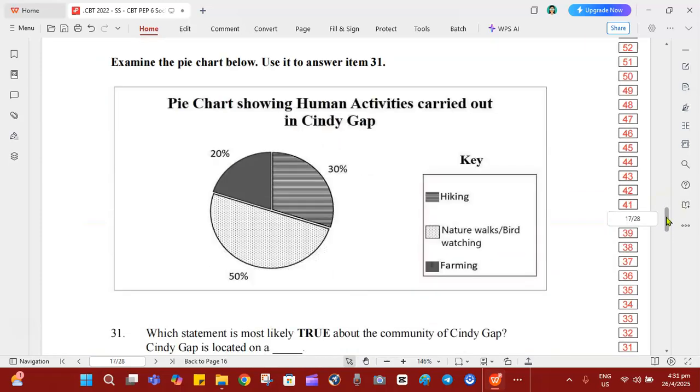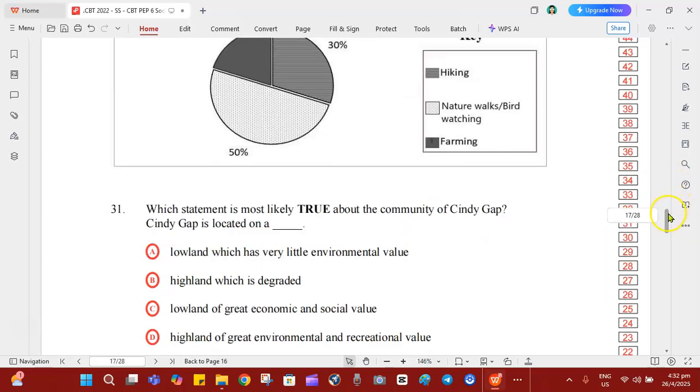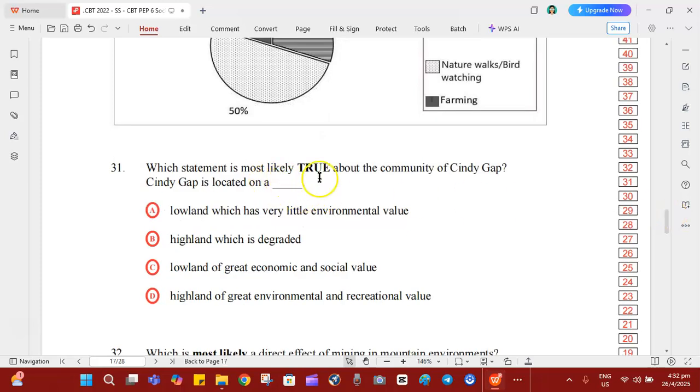Here we have a pie chart showing human activities carried out in Cindy Gap. So this dark area here has to do with farming. This not so dark area with streaks is hiking. And this 50% is nature walks and bird watching. So which statement is most likely true about the community of Cindy Gap? Cindy Gap is located on a lowland which has very little environmental value.